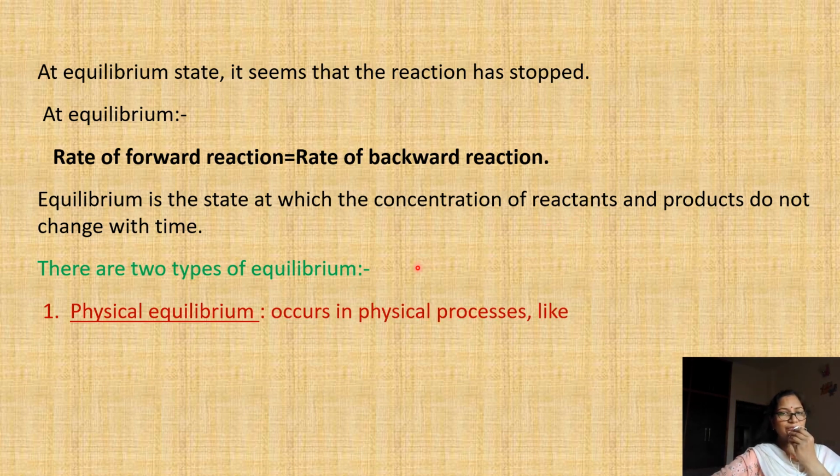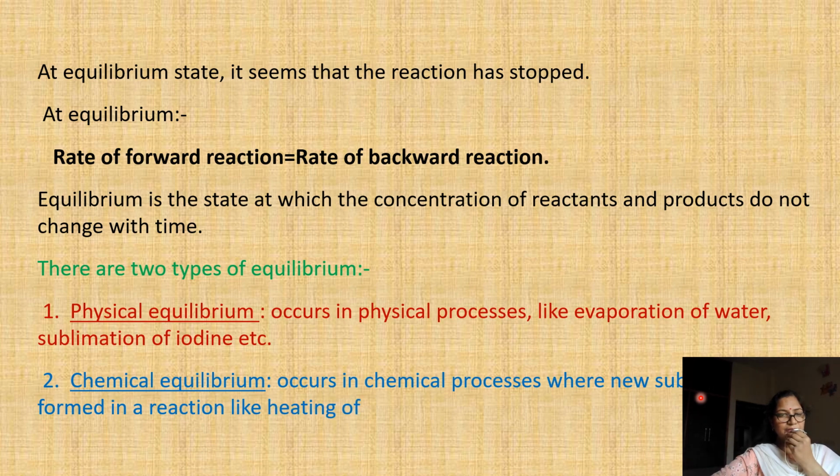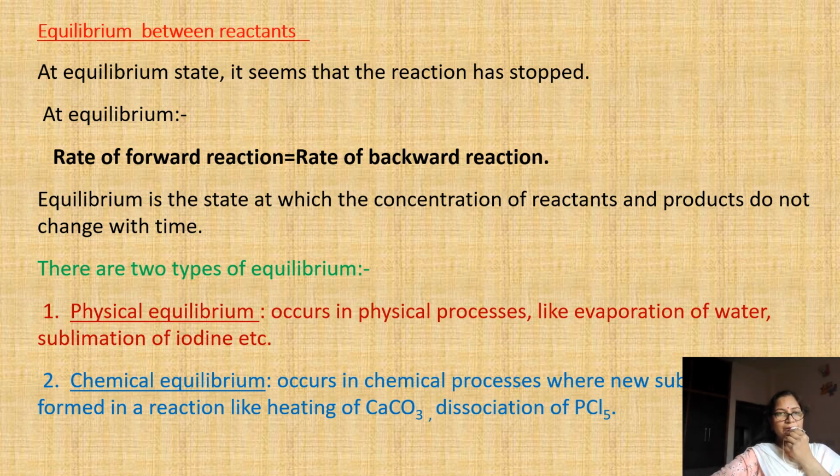There are two types of equilibrium: physical equilibrium and chemical equilibrium. Physical equilibrium occurs in physical processes, that is, there is a change in physical state of the substance. Whereas in chemical equilibrium, a new chemical is formed from reactants. Equilibrium is shown by half-headed arrow.